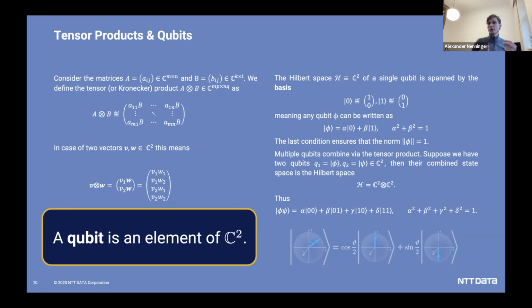That's really the core trick of quantum computing: you get an immense amount of memory for very few qubits.